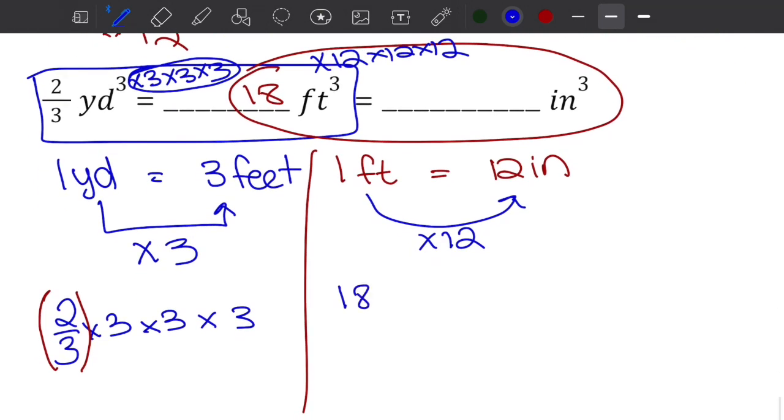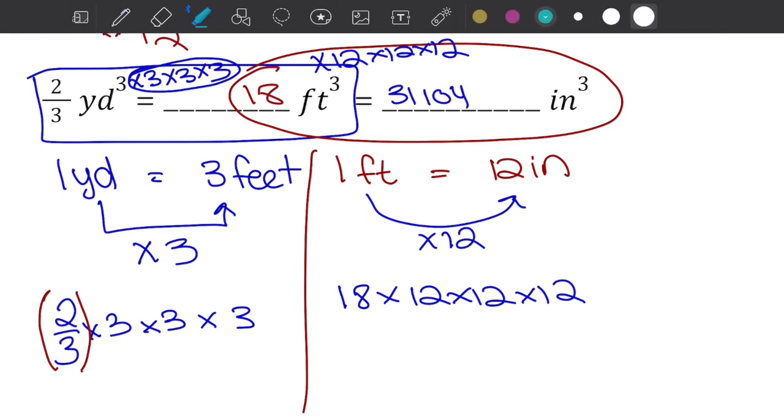So 18 times 12 times 12 times 12. That's going to be a big number. So that will equal, I'm still plugging it into my calculator, 31,104 cubic inches. And that is the final solution. Okay? So I think in the next video we will go over the word problems.